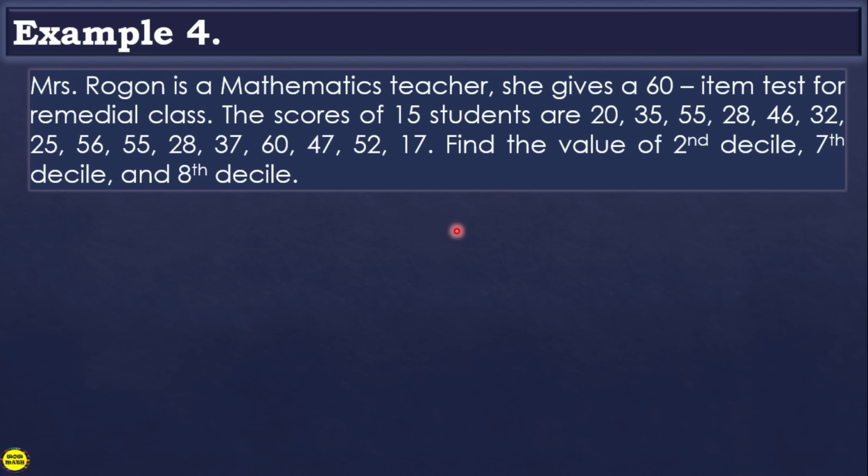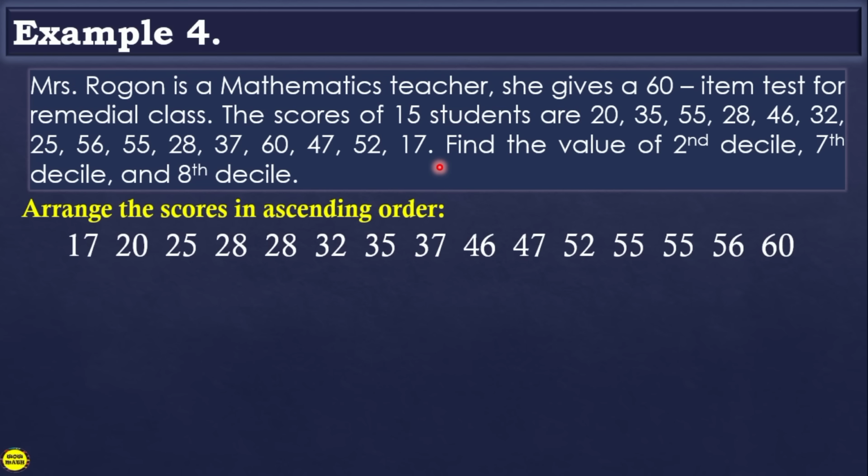Okay, Mrs. Rogan is a mathematics teacher. She gives a 60-item test for remedial class. The scores of 15 students are 20, 35, 55, 28, 46, 32, 25, 56, 55, 28, 37, 60, 47, 52, and 17. Find the value of the second decile, 7th decile, and 8th decile. So, first, arrange the scores in ascending order. So, our n here is 15.